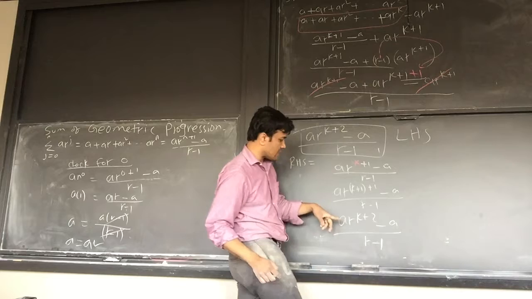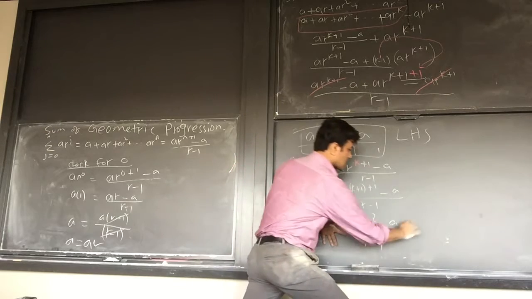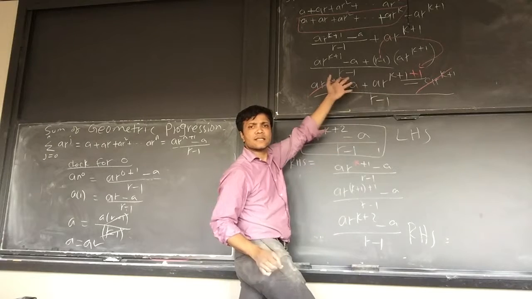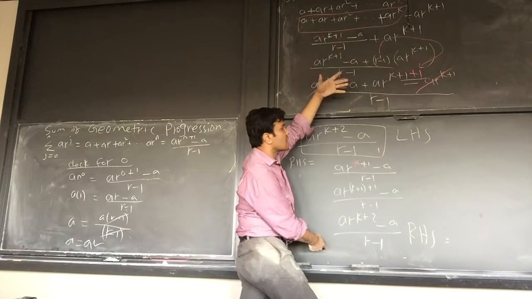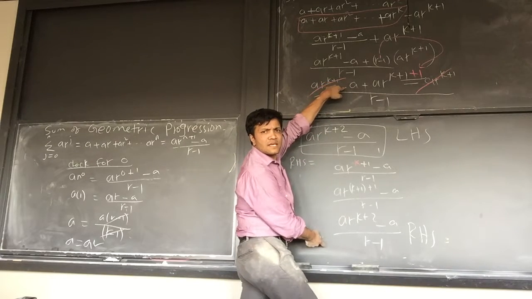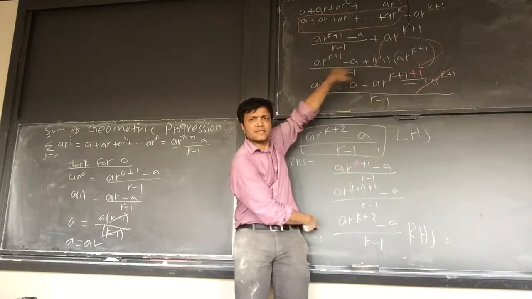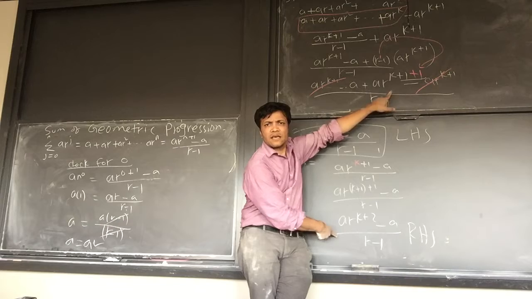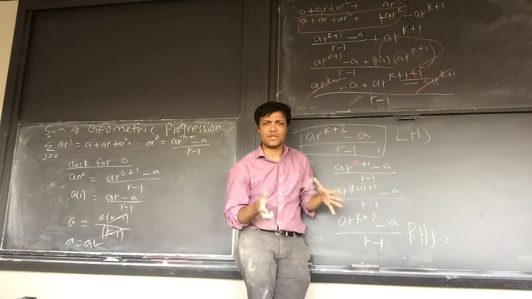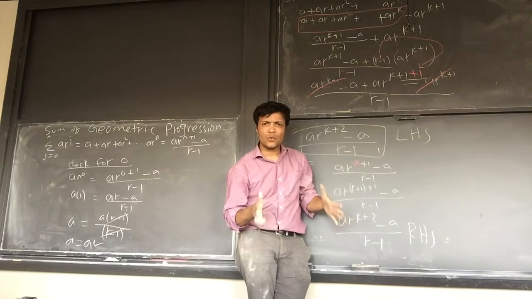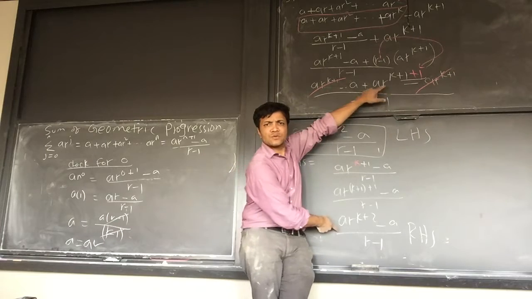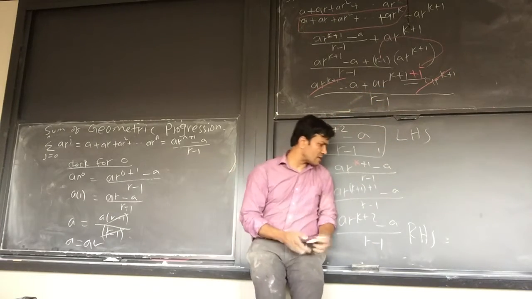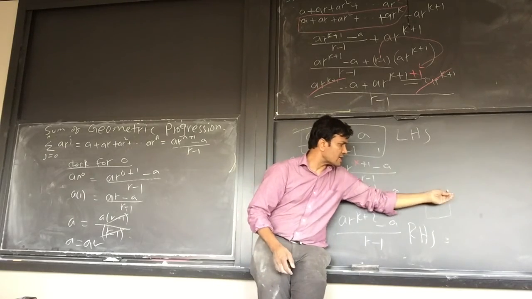So now you see that this is the right hand side, and this is the left hand side. So the right hand side and left hand side, they are equal to each other. So that means that we prove it by induction. So when you see the right hand side and left hand side are equal to each other, then we're gonna write we prove by induction.